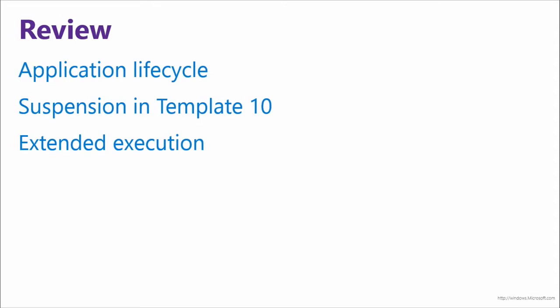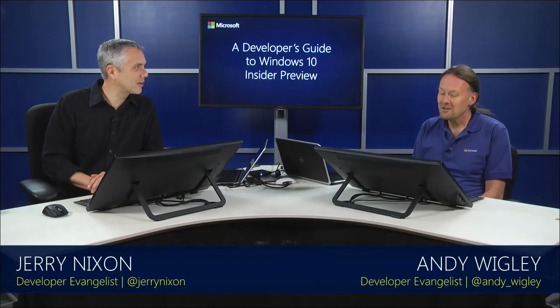We talked about how we handle it specifically in Template 10 to just make it simple so that we can do everything inside the to and from events in our view model. And then this new thing of extended execution to make it so that the suspension time is longer, but to also make it so that we don't get suspended in special cases of apps. Great. Pretty cool.